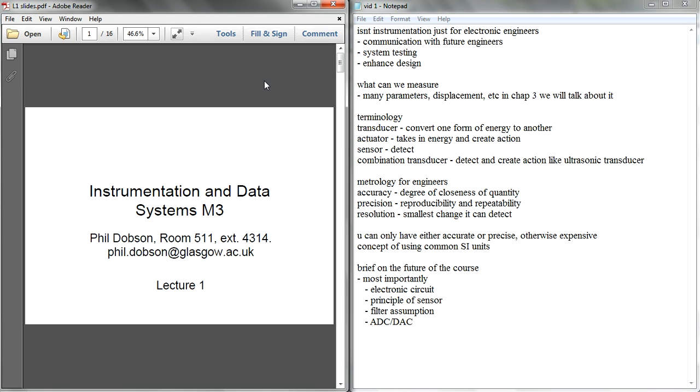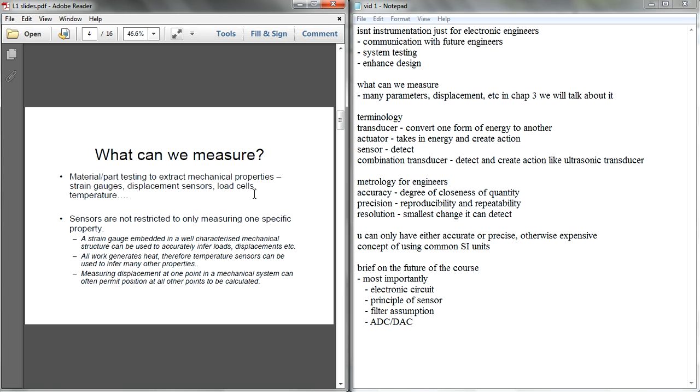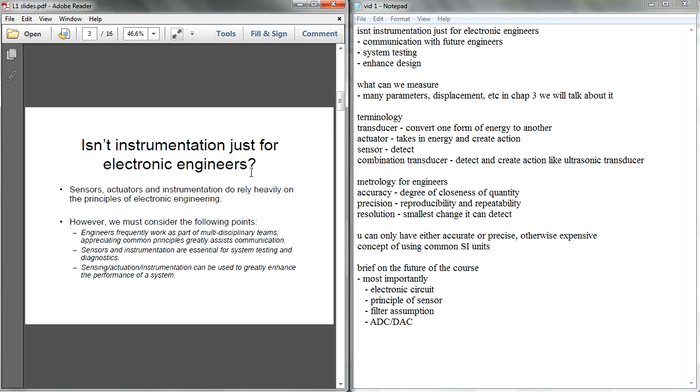In order to retain knowledge, here I am. Instrumentations and data, lecture 1. Okay, so I'll just skip the rest up to here.